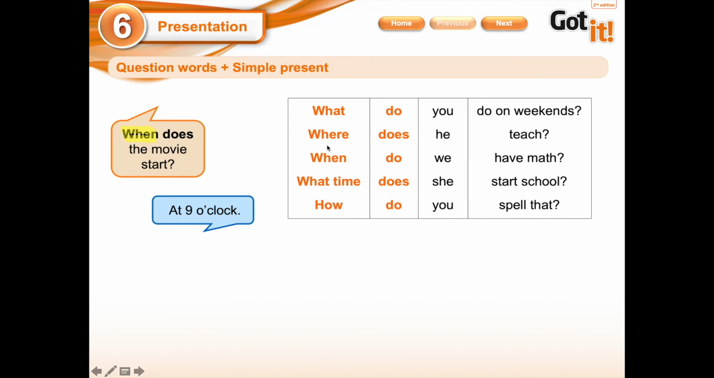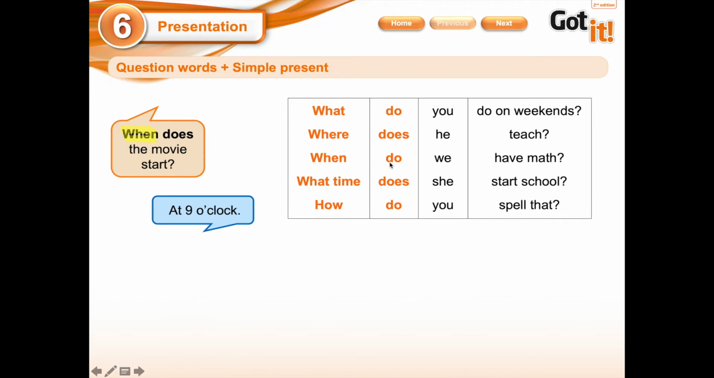Let's go with number 2. We have the question, where does he teach? The word where is always referring to a place. Okay, so in Spanish, la palabra where significa en español dónde y siempre está relacionada a un lugar físico.